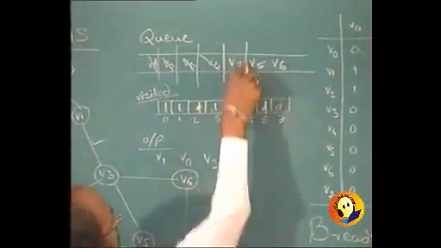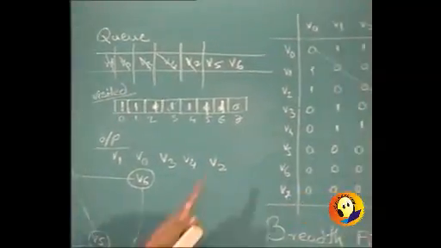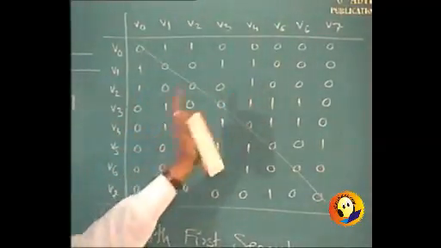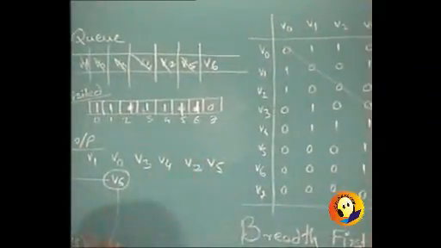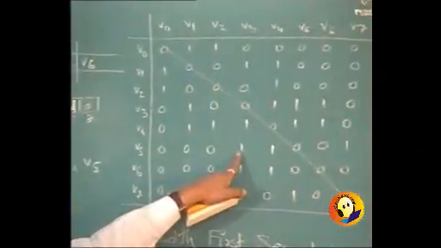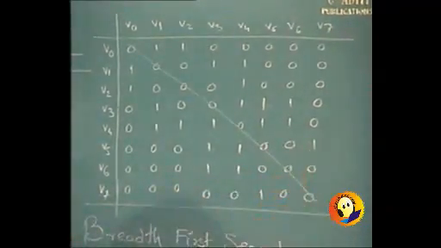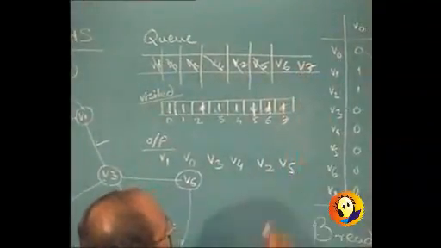We remove the next one, V2, print it. We go to the row of 2. V0 is already visited. V4 is also visited. We remove the next one, V5, print it. V3 is visited. V4 is visited. V7 is yet to be visited, so I mark it as visited, put it to the queue.